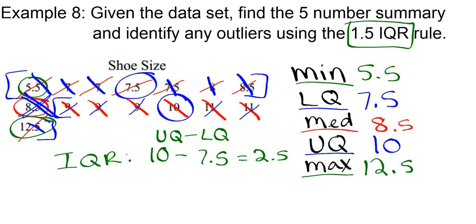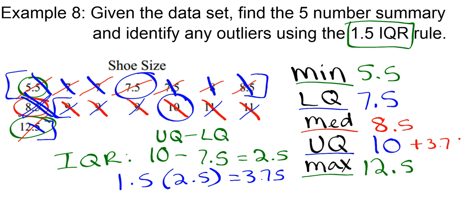But remember, you have to multiply it by 1.5. So 1.5 times my IQR of 2.5 gives me 3.75. Now that is what I'm going to go ahead and use to find my bounds. So I'm going to take that and add it to my upper quartile, and subtract it from my lower quartile.